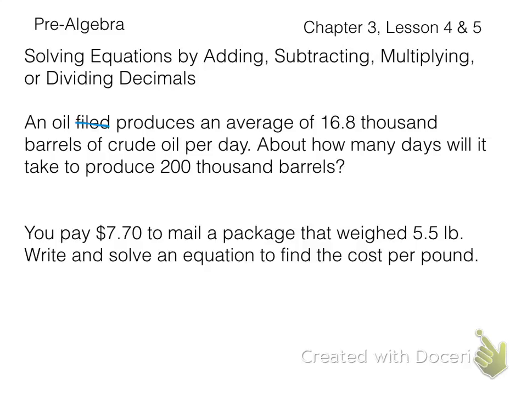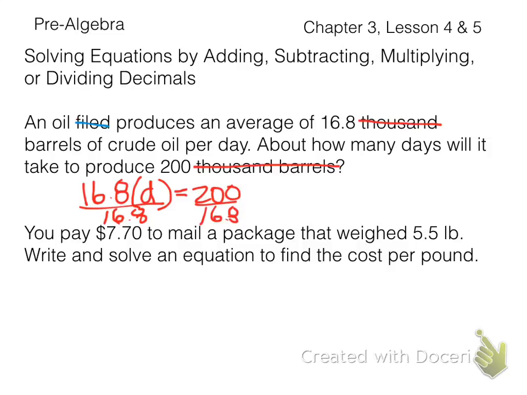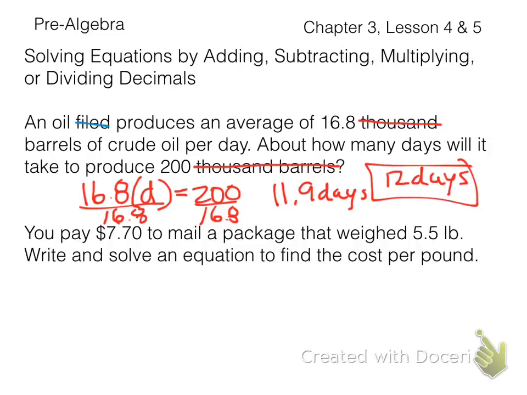So since we're dealing with thousands of barrels, we can cross out that. So we have 16.8 times the number of days it will take to get 200. So if I divide by 16.8, 200 divided by 16.8 is roughly 11.9 days. So 11 days, basically you're on the 12th day if you round up. 12 days.